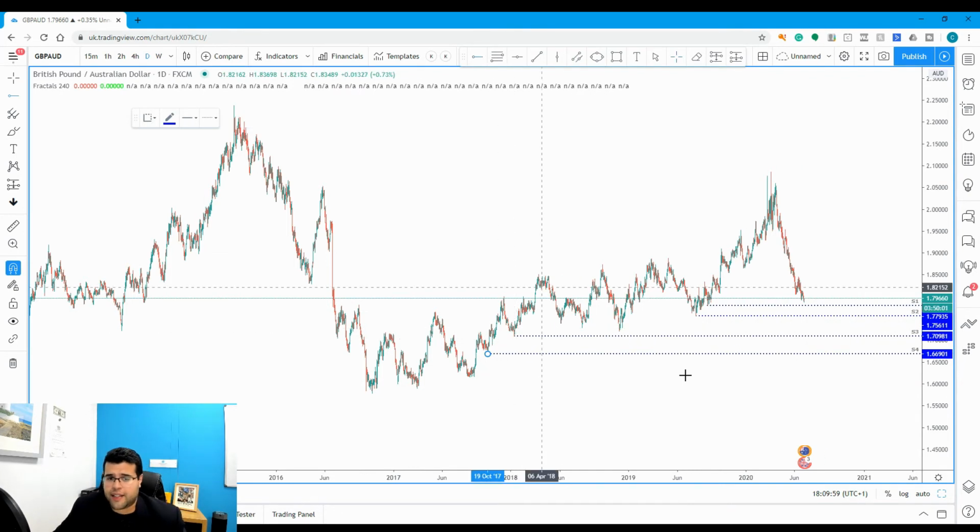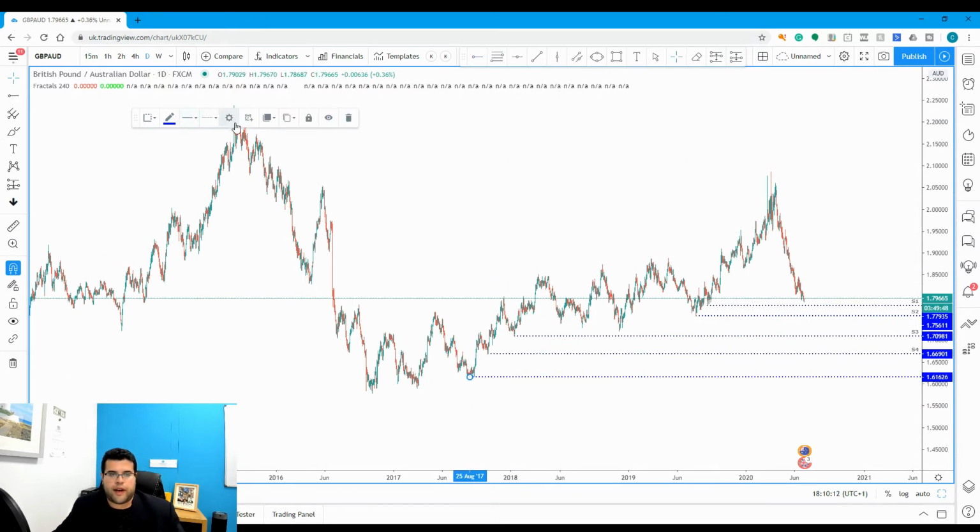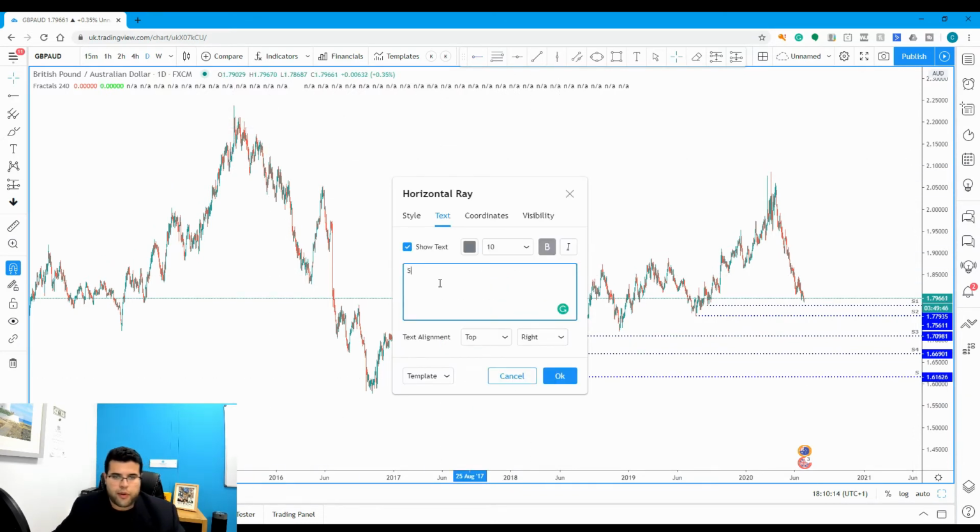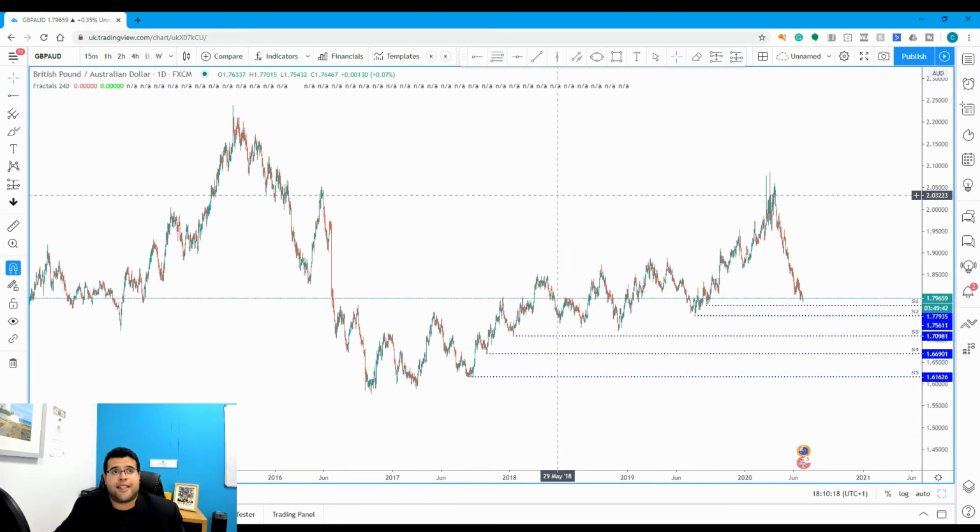And then finally, the last level, support number 5. Again, I'm just going to repeat the process. So from that low, I'm going to move on across, come on down to the low here. And this one here will be support number 5. Okay, so we've got support 1, support 2, support 3, support 4, and support number 5.